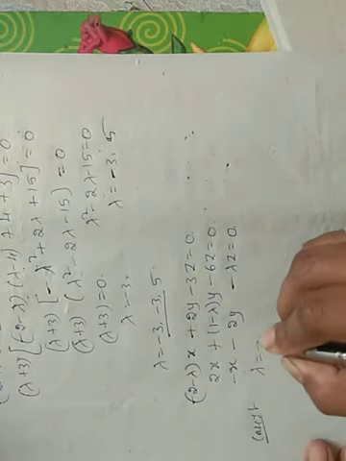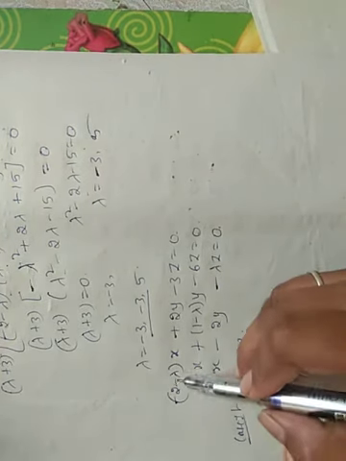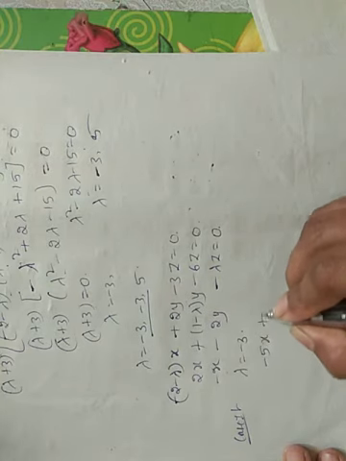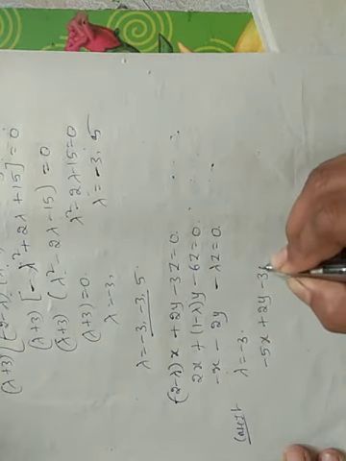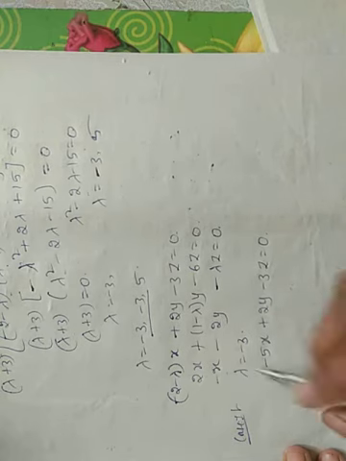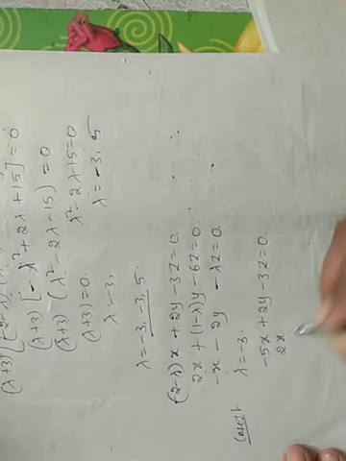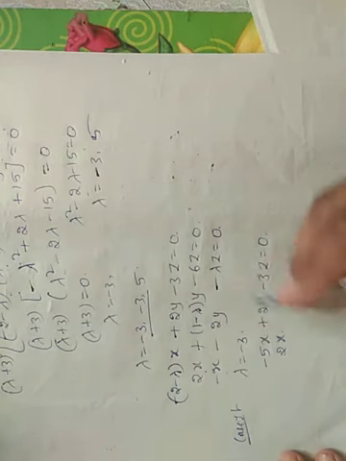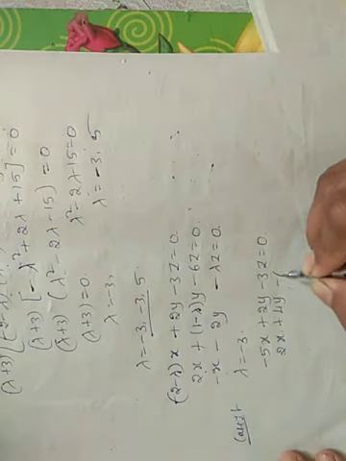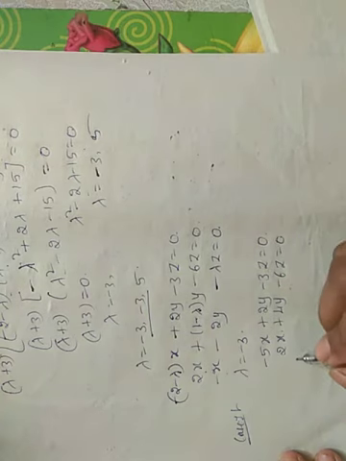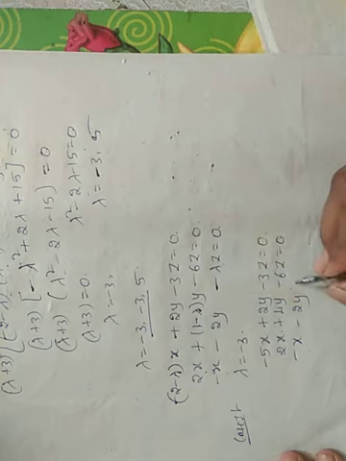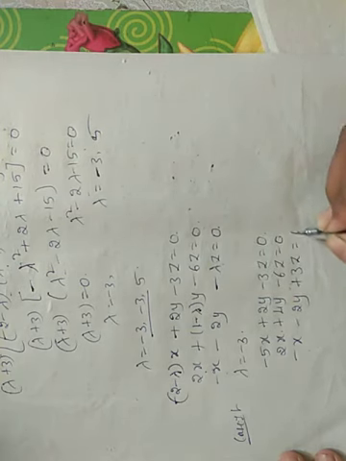When lambda equals -3, the equations become: -2x - 5x + 2y - 3z = 0, 2x + 4y - 6z = 0, and -x - 2y + 3z = 0.